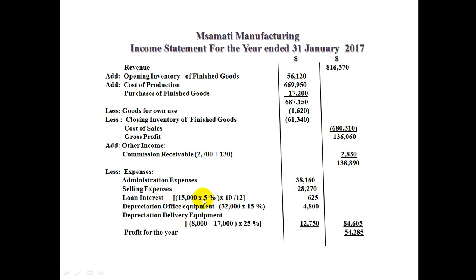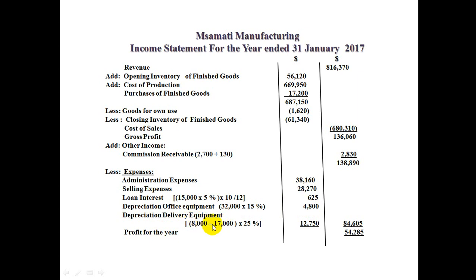Loan interest is calculated by applying the rate of interest on the loan amount from April 1 till January 31. 10 months is the duration for which interest is due. So we will be multiplying this interest by 10 months and dividing by 12 to find out the exact interest due on the loan. Depreciation equipment is calculated by straight line method.